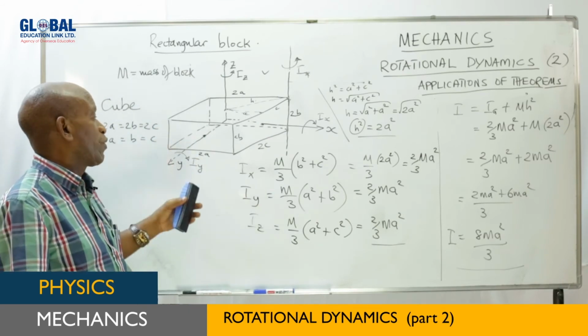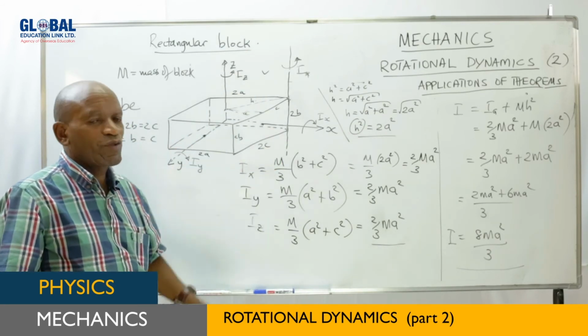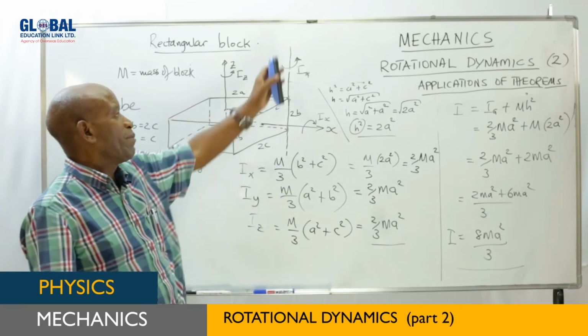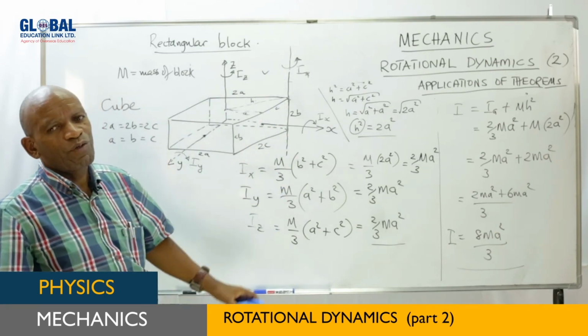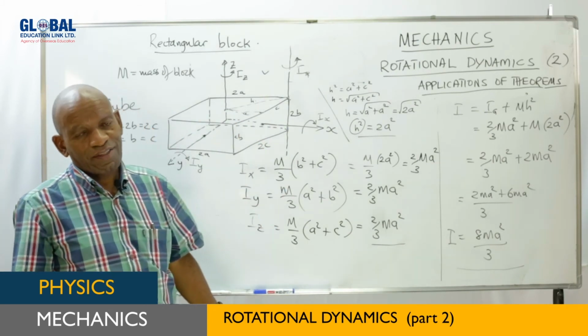It is still a rectangular block with sides 2a, 2b and 2c. You can follow the same procedure to obtain the moment of inertia when the same rectangular block is rotated about this particular axis.